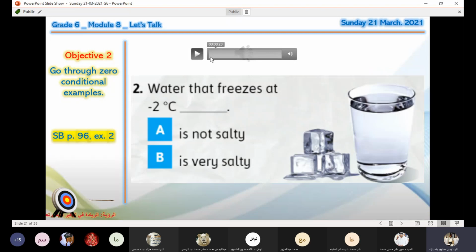Listen carefully. Water that freezes at -2 degrees Celsius is not salty or very salty? Did you know that if there is a lot of salt in water, it freezes at a lower temperature? How low? At -2 degrees Celsius. Yeah, what is the correct answer? I can see that many students have answered correctly.